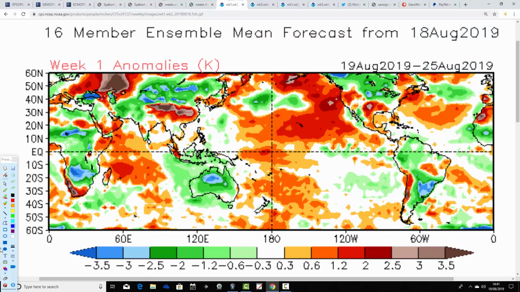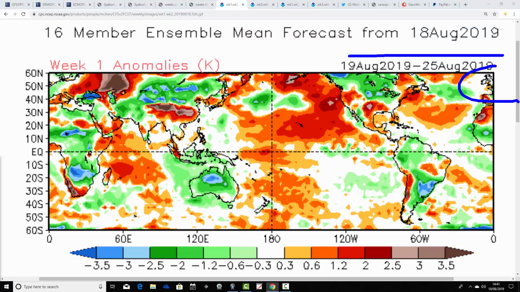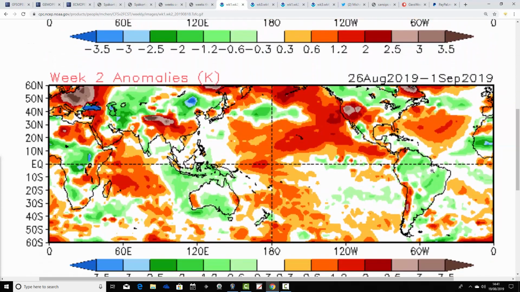Temperature anomalies are looking like this. This is week 1 temperature anomaly going from the 19th to 25th of August, close to average for many parts of the country in the week ahead.